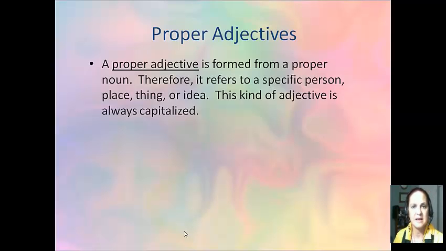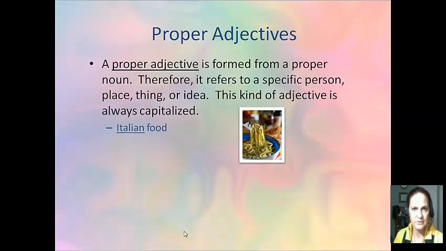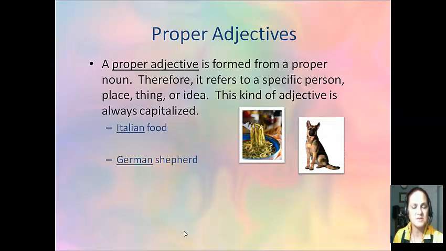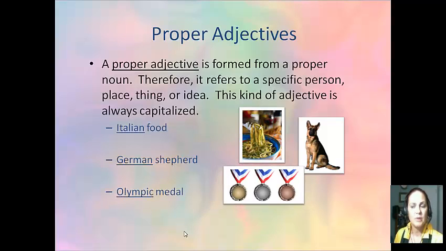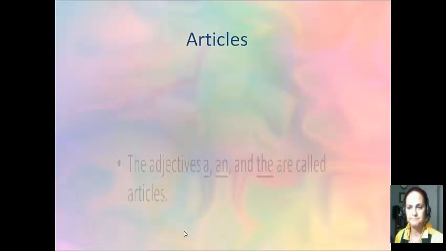Let me give you some examples. Italian food. Italian is a nationality. It's already capitalized. So when it's added to another word as an adjective, it's still capitalized. If I said Italian loafers, or Italian cars, or Italian suit, all of those examples you would capitalize Italian. So you get the idea. It applies also to other nationalities, like German Shepherd or Olympic medal. So they're all proper adjectives and they're capitalized.